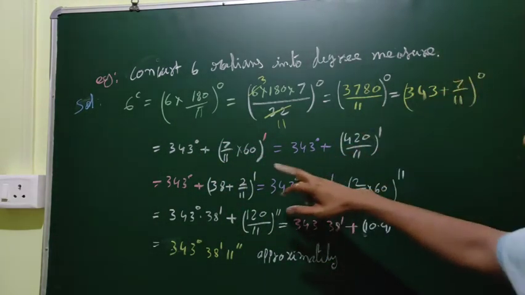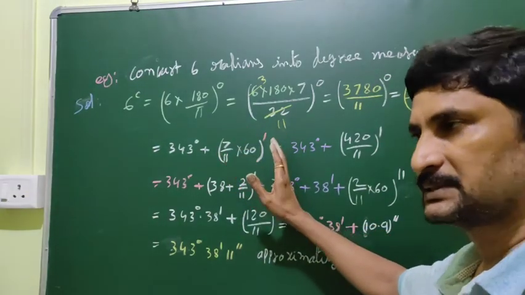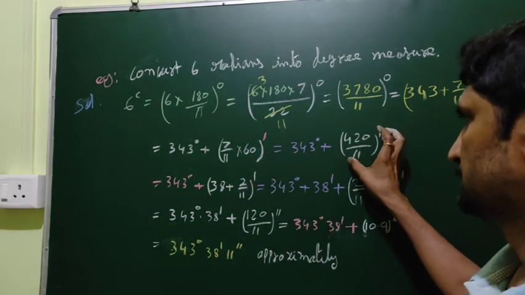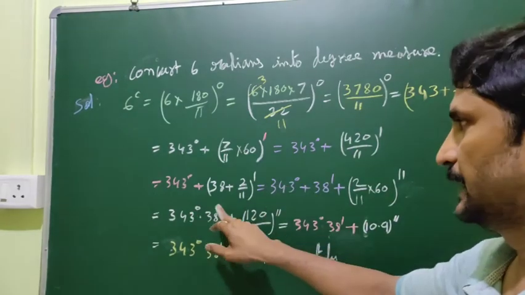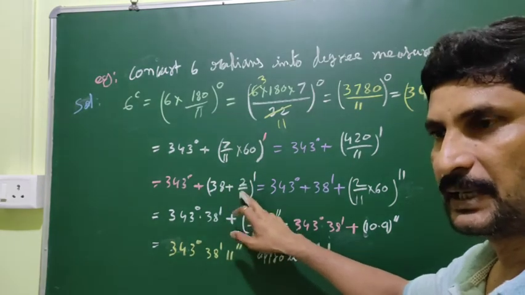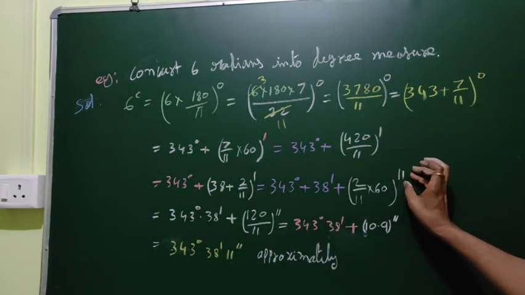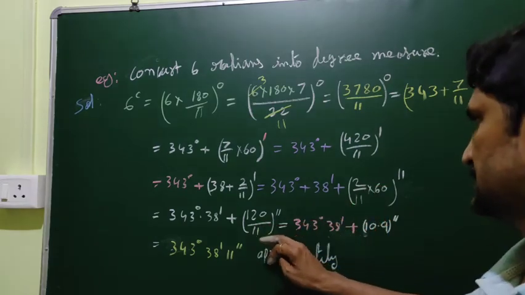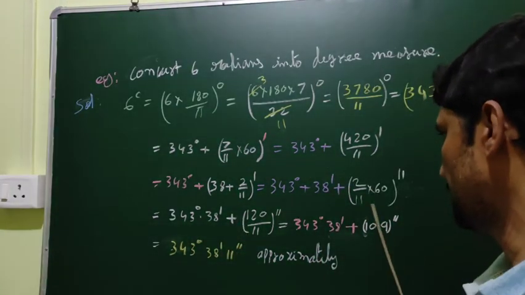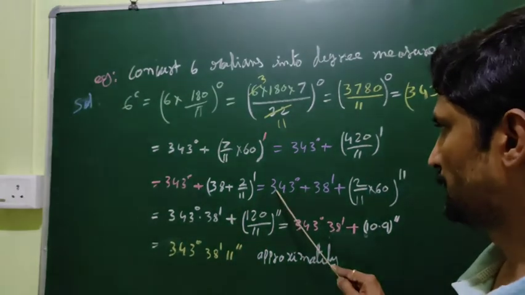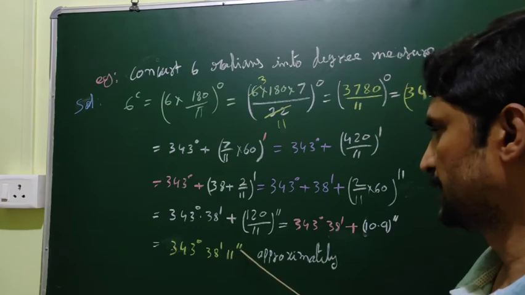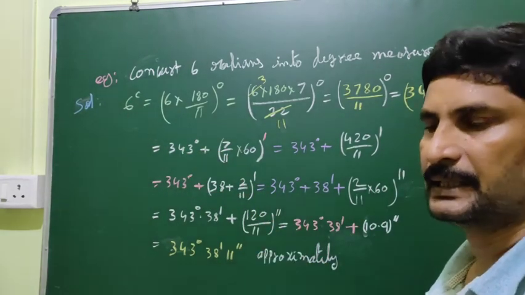7 by 11 degrees, 7 by 11 into 60. When you multiply by 60, it converts into minutes. Now it is 420 by 11 minutes. Again division, 38, remainder is 2 by 11 minute. Now 38 minutes and 2 by 11 minute. 2 by 11 into 60 seconds. Now it is approximately 10.9 and something, then approximately 11 seconds. So 343 degrees, 38 minutes, 11 seconds. It is the 6 radians.